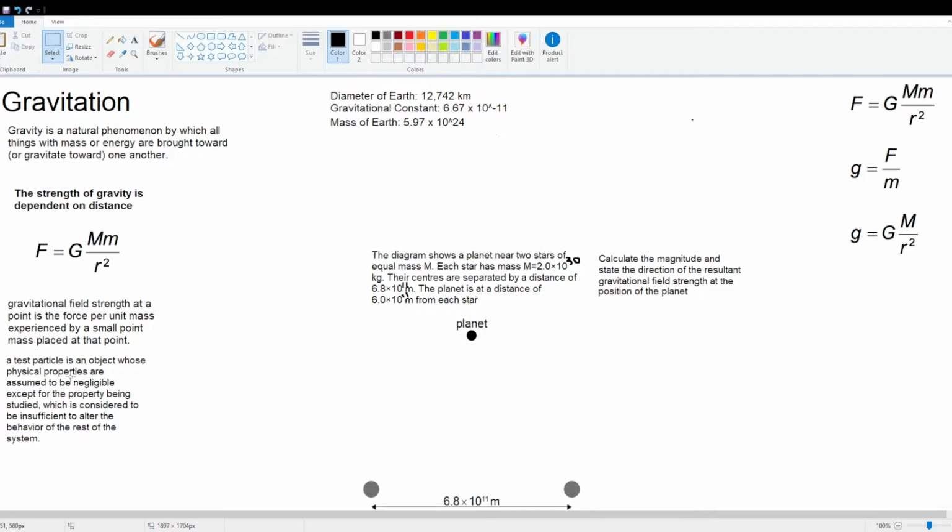I've got just a definition here. It pretty much sums up what I just said. It's an object whose physical properties are assumed to be negligible except for the property being studied, in this case mass, which is considered to be insufficient to alter the behavior of the rest of the system. So I hope that makes sense. A test particle, or like I usually say, a test mass, can't have a mass that is big enough to affect the gravitational field. But we need to know what its mass is, and then we divide the force that's being applied to it somewhere in a field by that mass, and that'll give us the gravitational field strength at a specific point that we're trying to find.